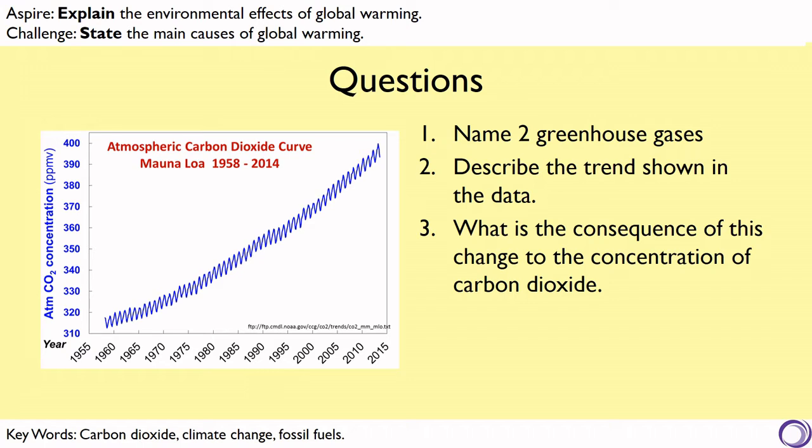So what I'd like you to do now is have a go at these three questions. The first one is to name two greenhouse gases. Then I'd like you to describe the trend shown in the data in the graph to the left. And then give a consequence of that change in the concentration of carbon dioxide. So what will that concentration of carbon dioxide change affect on our planet?